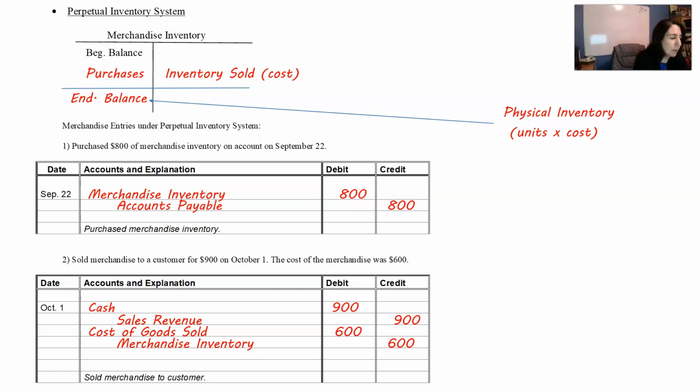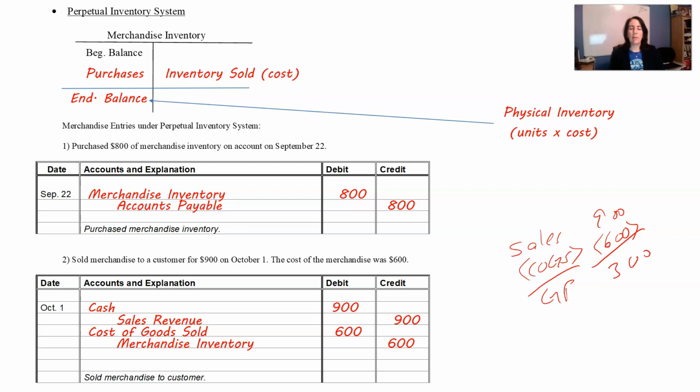If you think about it, what you have is, remember, sales revenue minus cost of goods sold gives you gross profit, right? So you've got sales revenue of $900, you've got cost of goods sold of $600, and it gives you gross profit of $300, right? So that $300 in profit is a result of those two transactions.